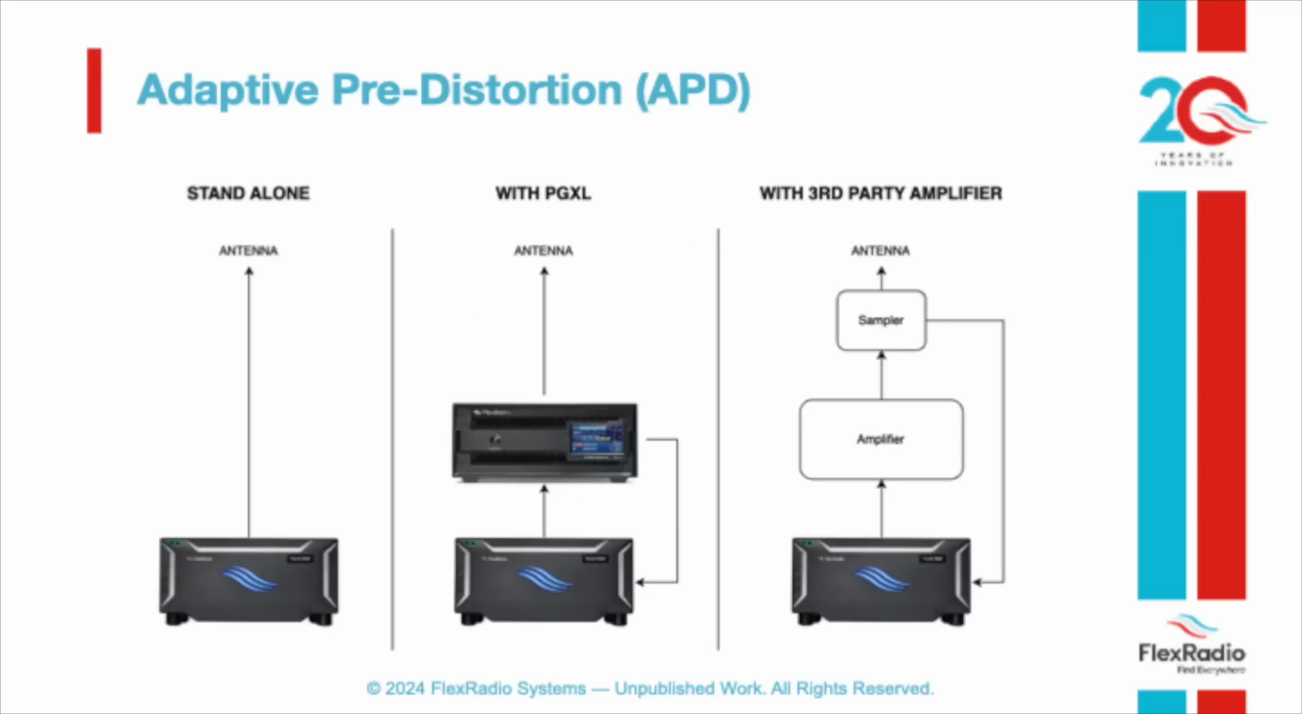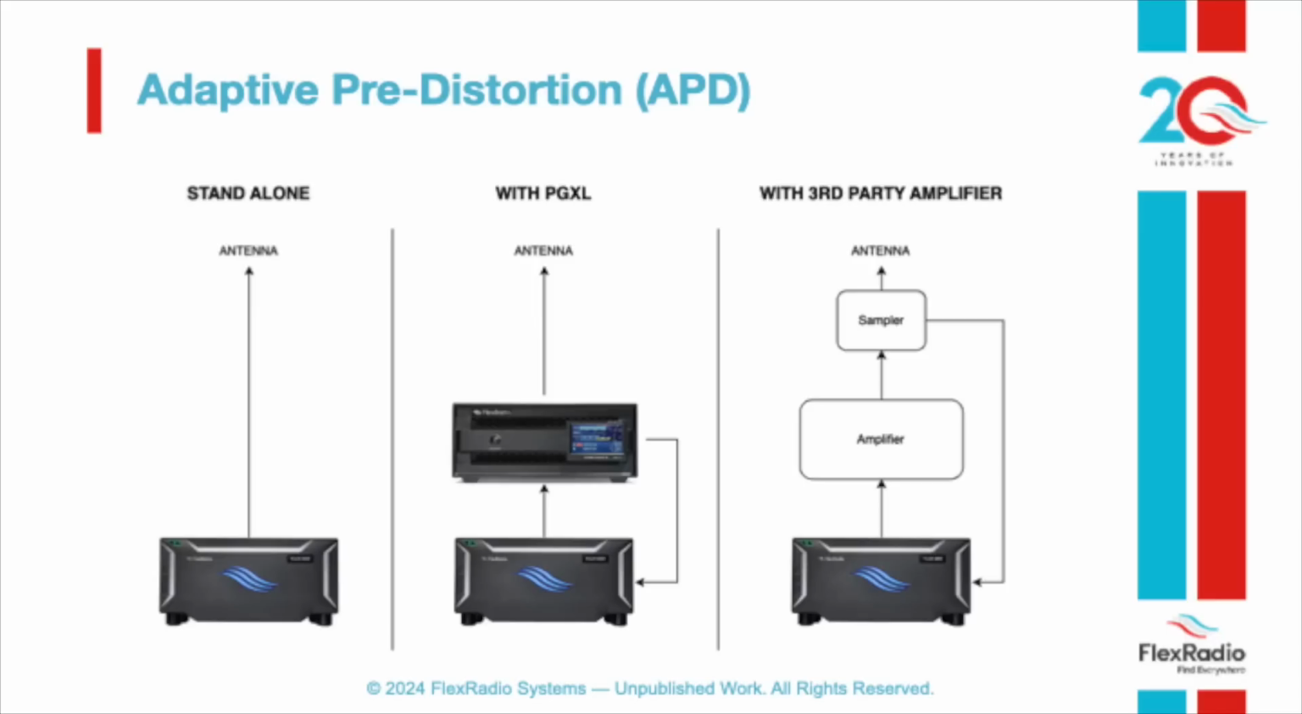So here are the three use cases, if you will, for pre-distortion. On the left, we have standalone. You just hook an antenna to the radio and operate, and it'll work. If you have a PGXL, you're going to run a cable from the PGXL sampler over to the radio, and we'll have a how-to guide on how to do that. If you have a third-party amplifier, then you'll need to buy a sampler from us, which we'll make available. You'll stick the sampler after the amplifier. A cable will come back from that over to the radio.